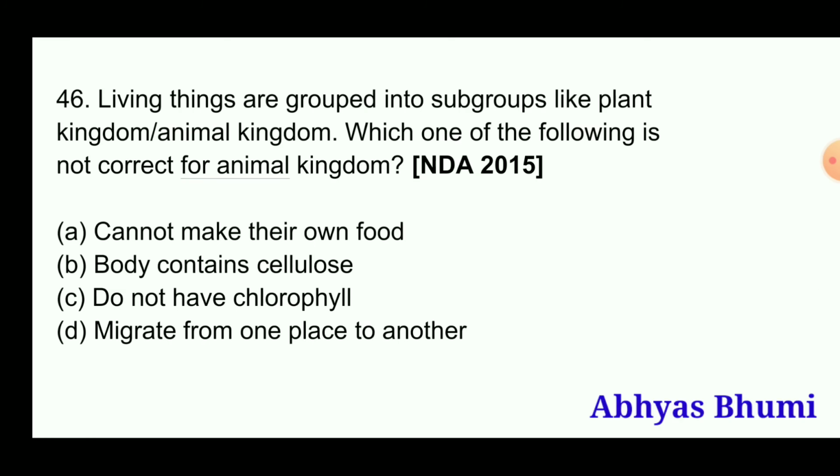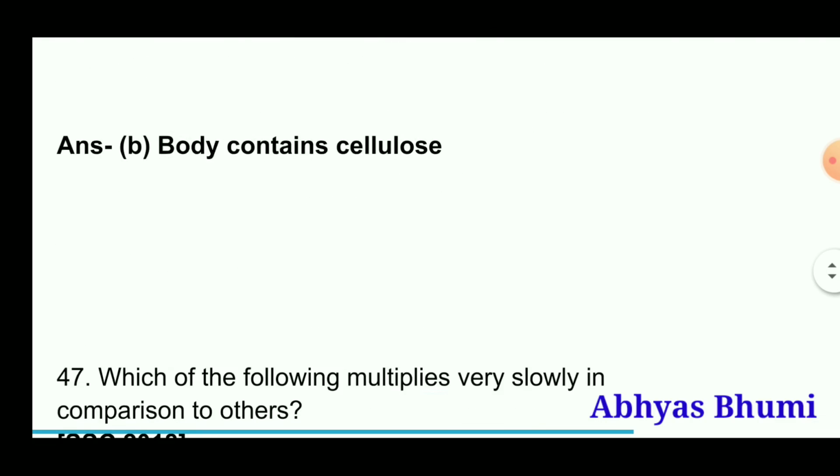Turn for the next question. Living things are grouped into subgroups like plant kingdom or animal kingdom. Which one of the following is not correct for animal kingdom? Option A, cannot make their own food, option B, body contains cellulose, option C, do not have chlorophyll, option D, migrate from one place to another. Which option is right according to you? The right answer is option B, body contains cellulose.